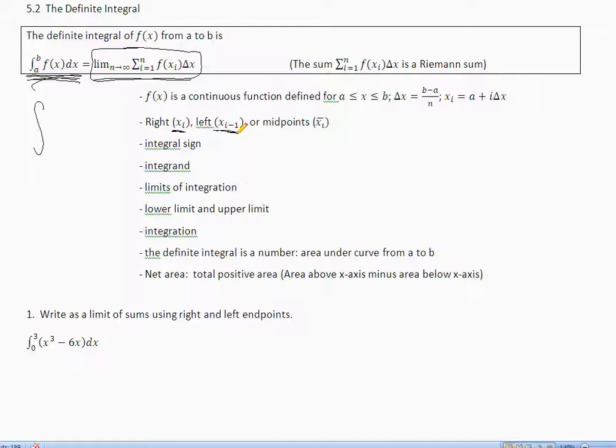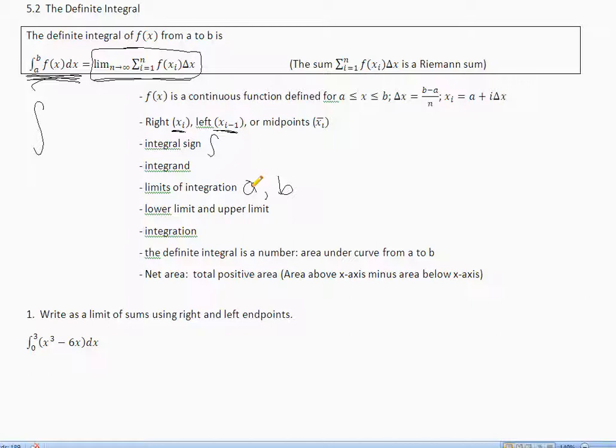The integral sign is that, like I said. The integrand is what I'm actually taking the integral of. The limits of integration are a and b. Those are just the numbers, the lower limit and upper limit, a and b. And integration is what we're doing. Just like differentiation, now we're doing integration.